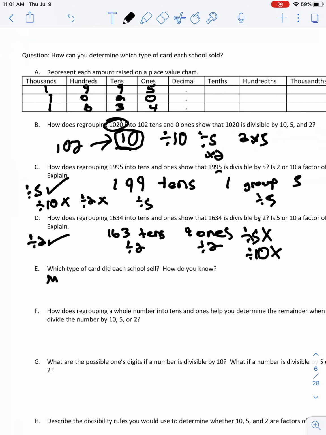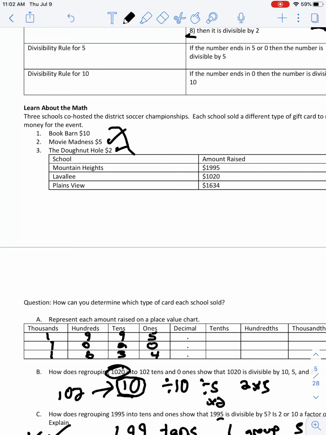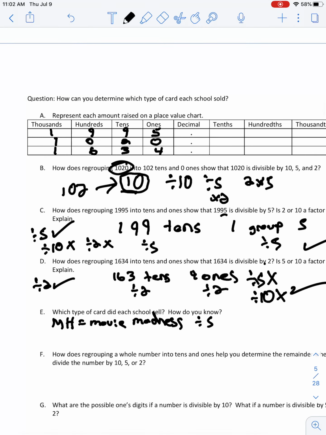So, Mountain Heights sold Movie Madness. Okay, how do I know? Because it was only divisible by 5. Okay, so I did this one. This one down here, 1634, was only divisible by 2, which is the donut hole. So Plains View sold donut holes, because it's divisible by 2.